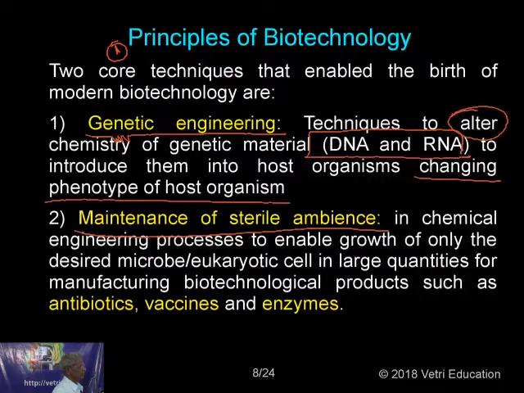Then the maintenance of a sterile ambience. In chemical engineering, these are processes to enable the growth of only the desired microbes or eukaryotic cells in large quantities for manufacturing biotechnological products such as antibiotics, vaccines and enzymes. This is the second core of biotechnology. So in the first one, you are altering the DNA or RNA, the genetic material, and in the second one, you are producing the growth of the cells. As a result, you are able to produce antibiotics, vaccines, enzymes, etc.